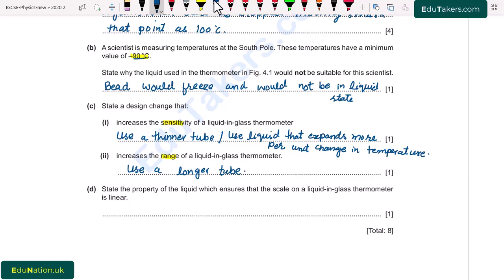Part D. State the property of the liquid which ensures that the scale on a liquid in glass thermometer is linear. So we have to state the property that shows that the scale on a liquid in glass thermometer is linear. Only certain types of liquid with this property can be used in a liquid in glass thermometer. It's when they expand uniformly with temperature.